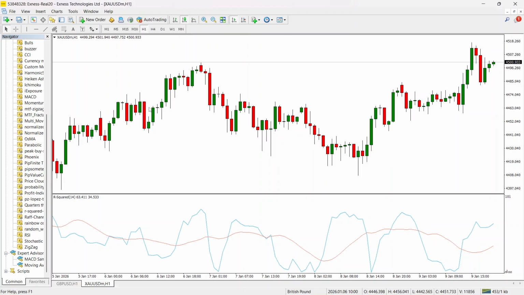This overview from the Forex Geek focuses on how statistical trend measurements can help traders to distinguish genuine trends from random price movements.